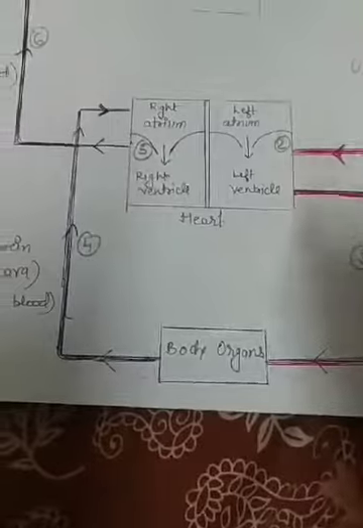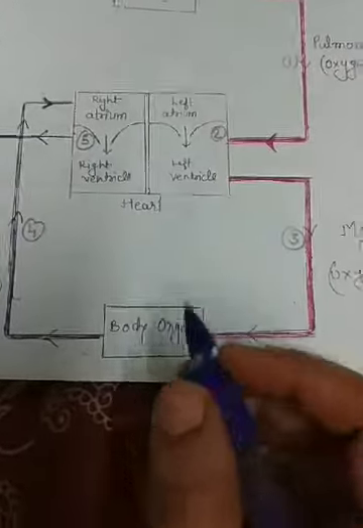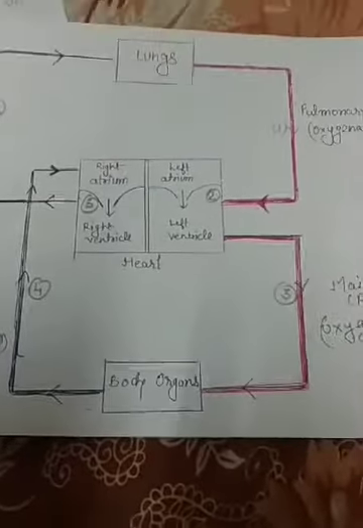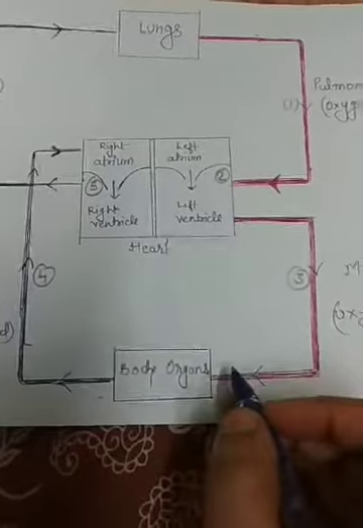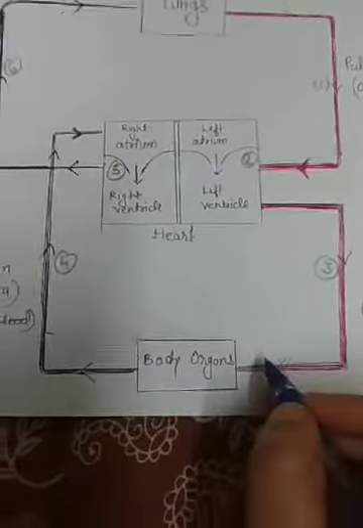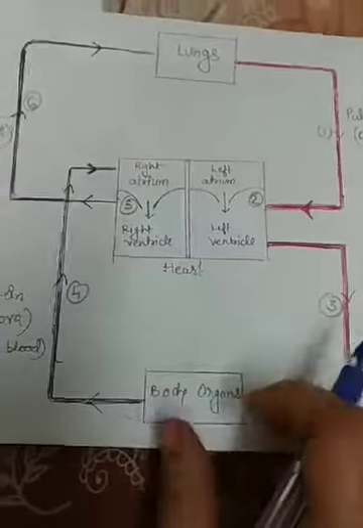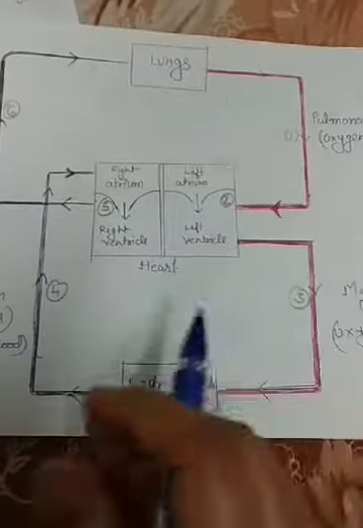Now, capillaries. Capillaries are thin-walled and extremely narrow tubes which connect arteries to veins. Thus, the exchange of various materials like oxygen, food, carbon dioxide, etc. between the blood and the body takes place through capillaries only. Capillaries join the arteries to the veins.